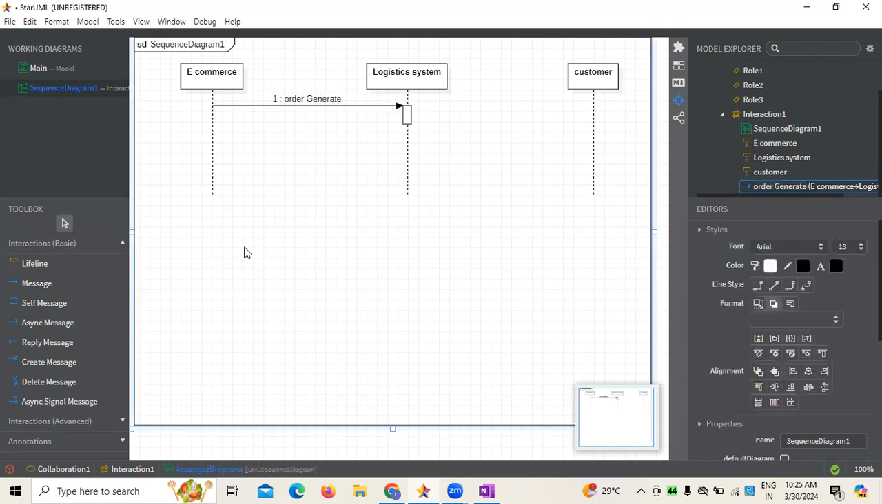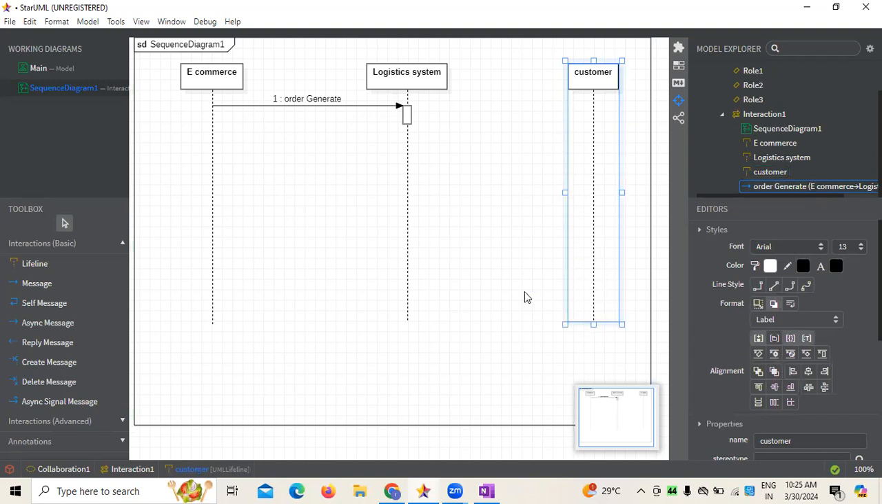So order generate, right? This is the first thing which generally happens here. Order generate is something we first have to do. Next, we need to understand the shipment request generate, which we need to connect with the logistics systems, so that we have to create one more message.